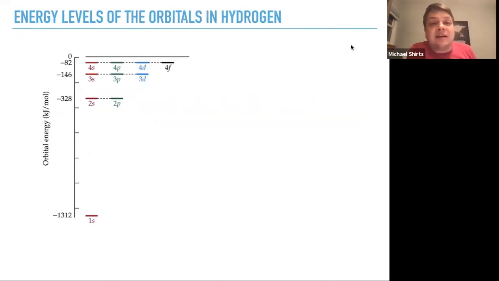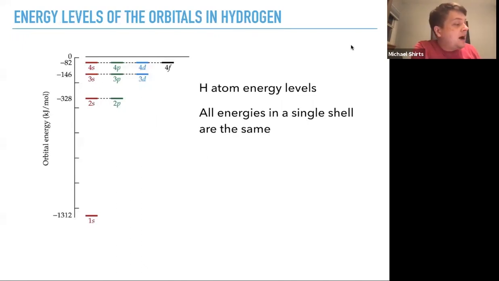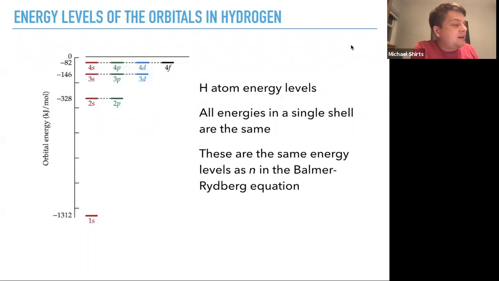Okay, so the energy levels of the orbitals in hydrogen, as we've seen before, 1s is much lower, then up to 2s, 2p, and everything with the same principal quantum number has exactly the same energy. They're all the same, all energy is a single shell, same energy levels as the N in the Balmer-Rydberg equation. That equation we showed before, it's exactly the energy levels here.